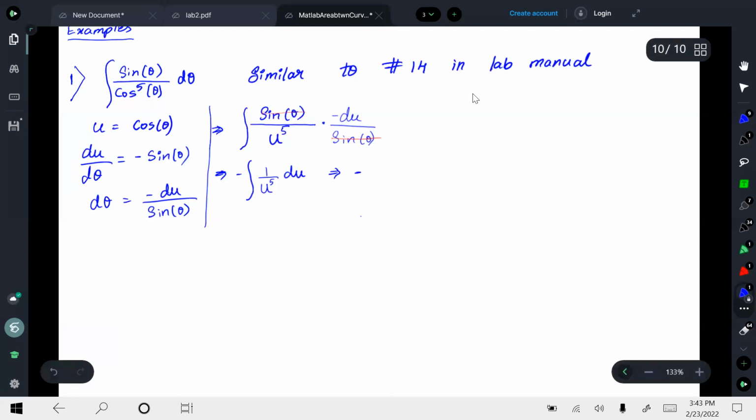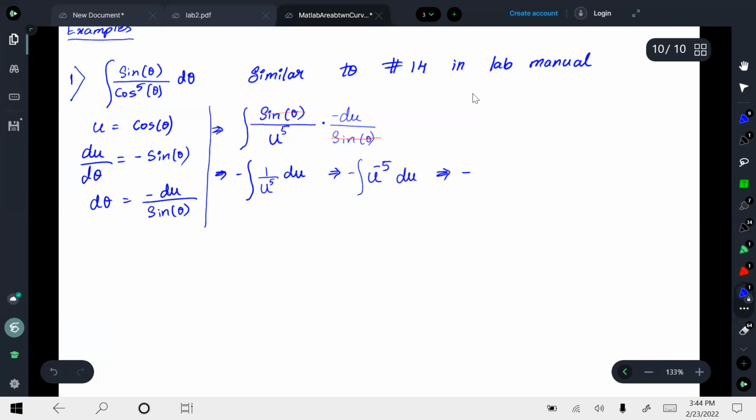Now negative, I'll keep negative outside. Now remember, let me write like this. So remember, 1 by u to the power of 5 can also be written as u to the power of negative 5 plus c. That's right? Integration of u to the power of negative 5 du.